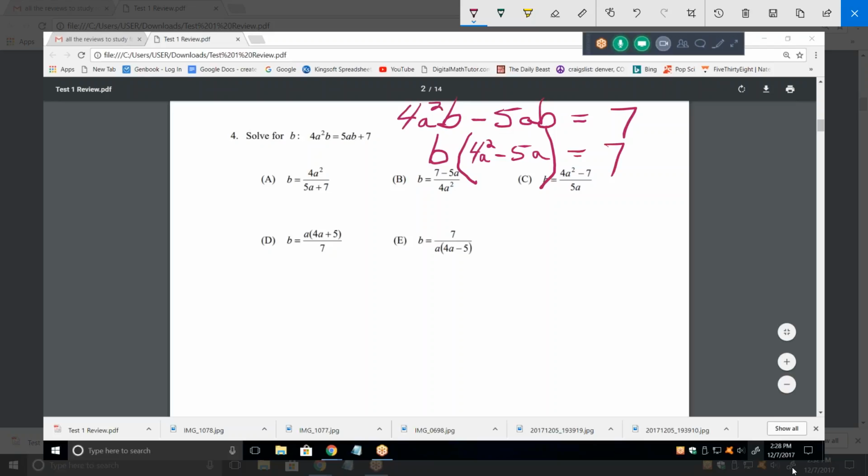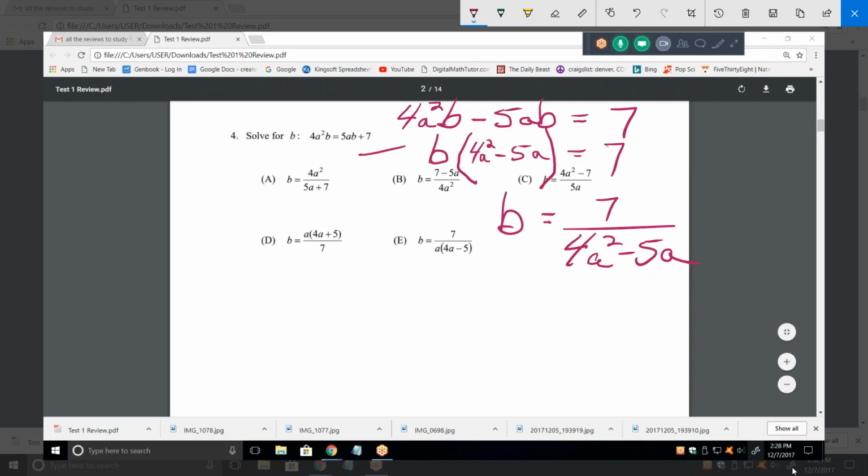Now solve for B. Better yet, tell me what the answer is. B times, what, 7 equals 4a squared minus 5a. Okay, let's go back to this step. Solve that for B. So it'd be 7 divided by 4a squared minus 5a. Now tell me what the answer is. A, B, C, D, or E?